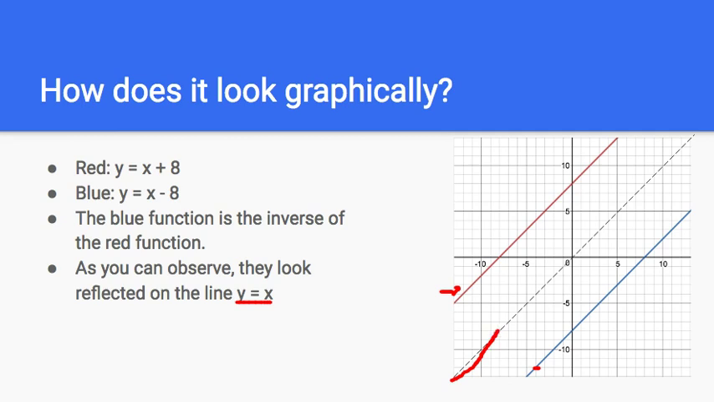Whenever you take the inverse of a function, the graph of the inverse will be the same as the graph of the original function, except that it is reflected on this y equals x line.